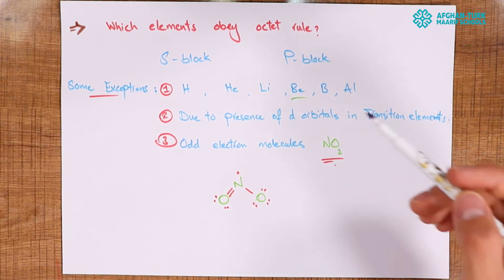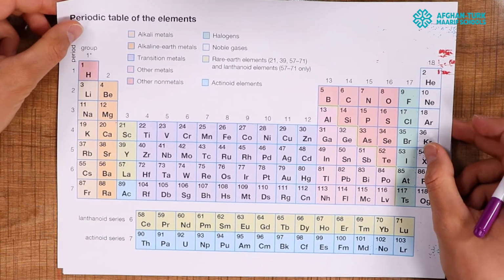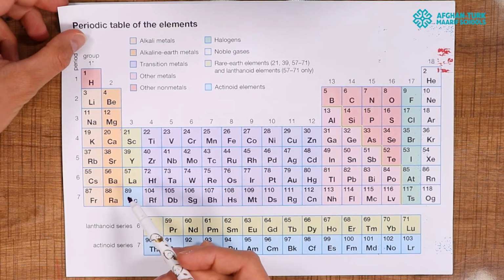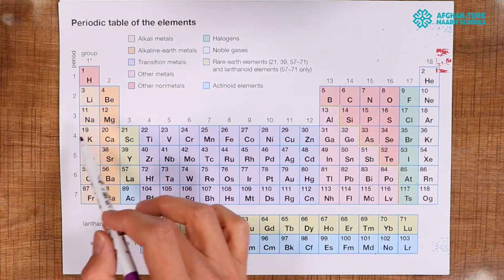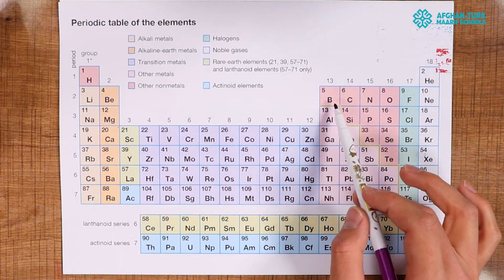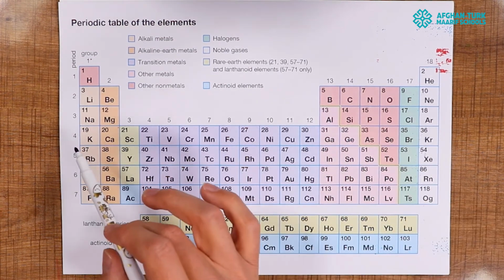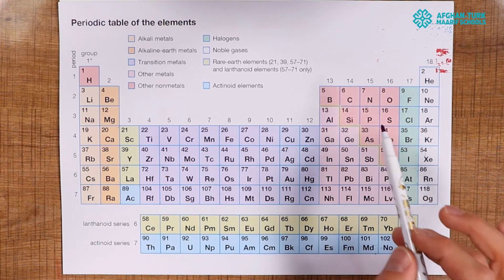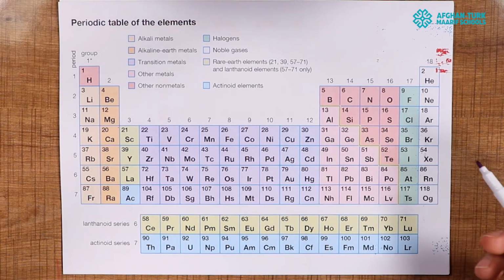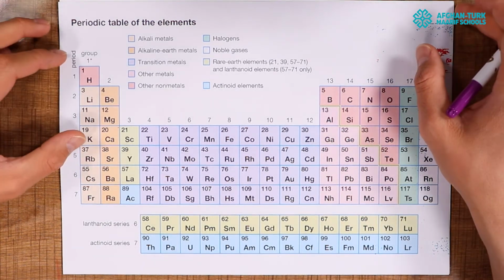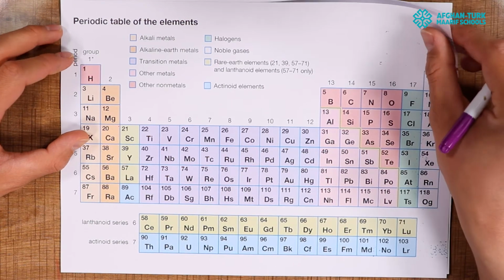Normally, the elements which belong to the S block and P block, you can see over here in the periodic table, these first 2 groups are the S block elements, and these last 6 groups are the P block elements. Mostly these two blocks obey the octet rule, but there are also some exceptions. Let's have a look at what the exceptions to the octet rule are.